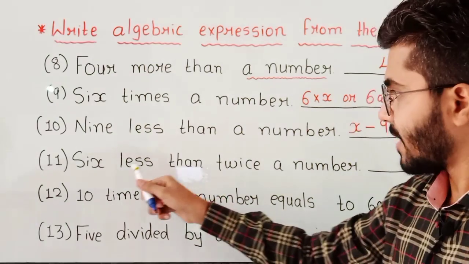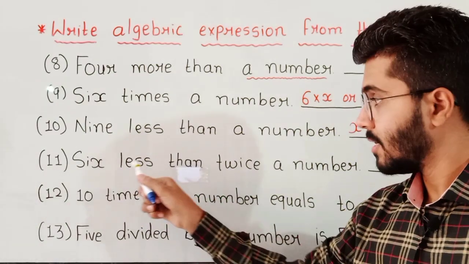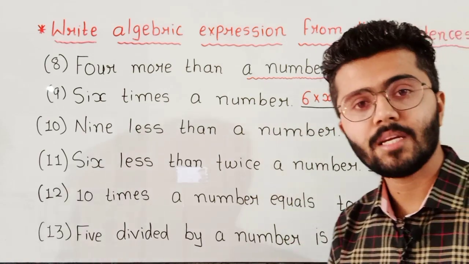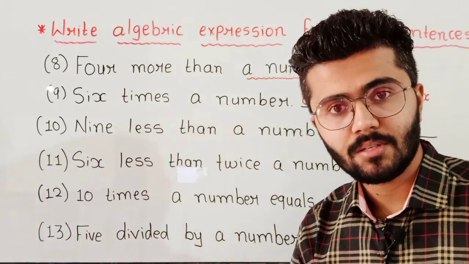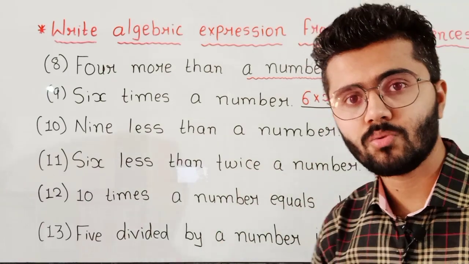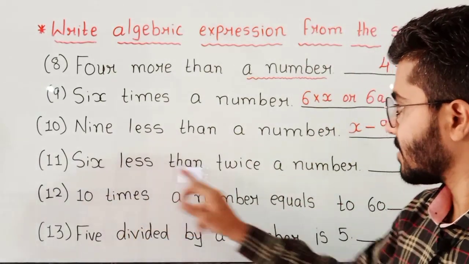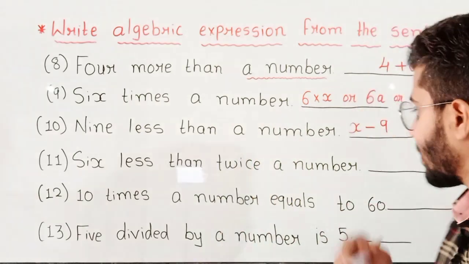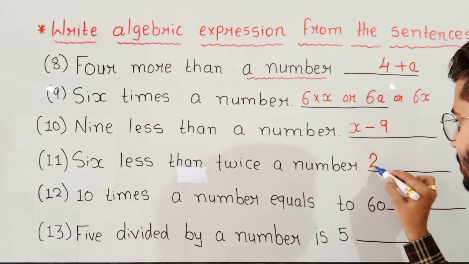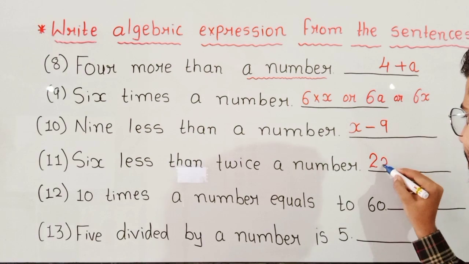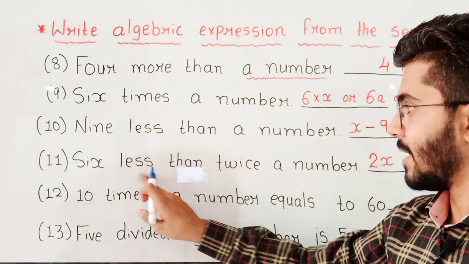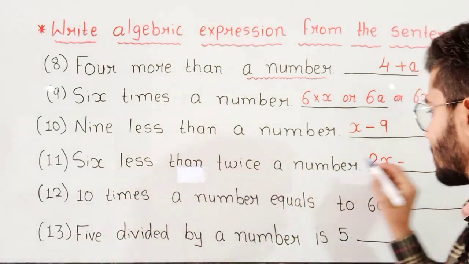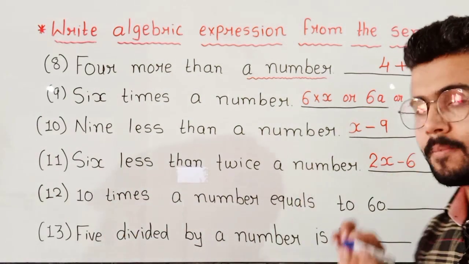Okay, now next question, 6 less than twice a number. Twice means 2 times any number. So can we say that 6 less than twice a number? So first of all write twice a number. Twice a number means 2 times any number, let us take 2x. Less than means minus. How much less? 6. So we'll write 6 here.